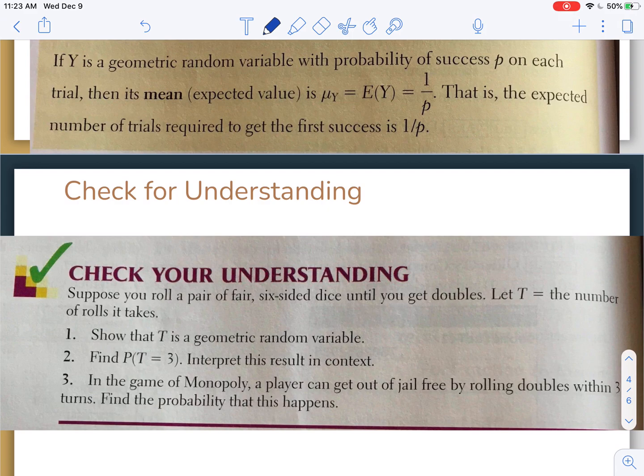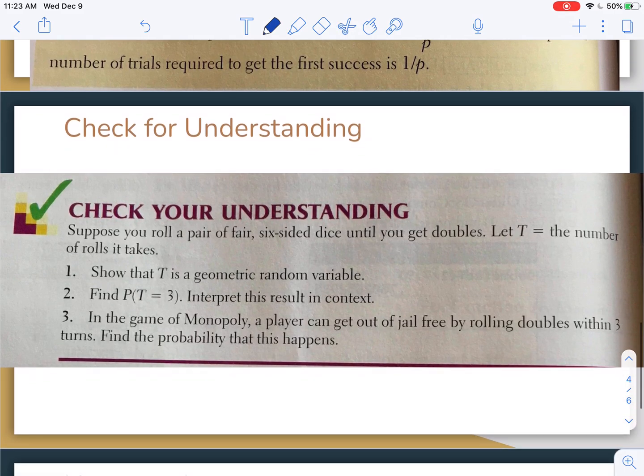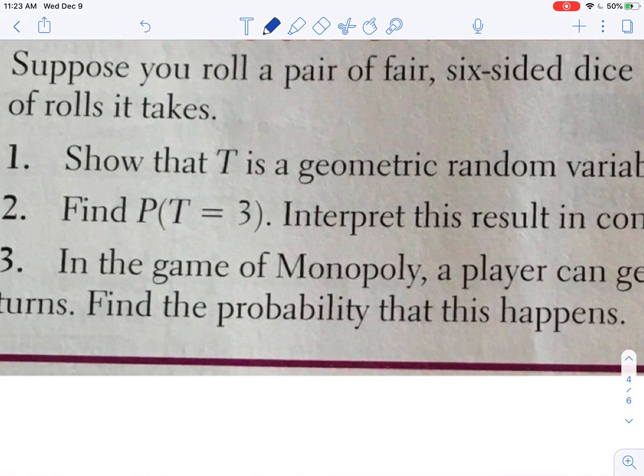And we are going to do this until we are successful. We have not set a specific number of trials. We want to do this until we get the right number of trials. So when we look at the probability here, find the probability of T being equal to 3. So what's the probability that we get doubles on our third roll?